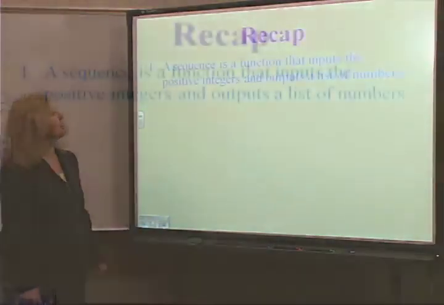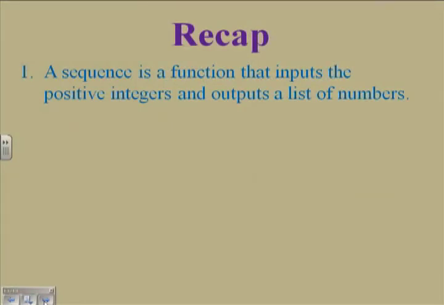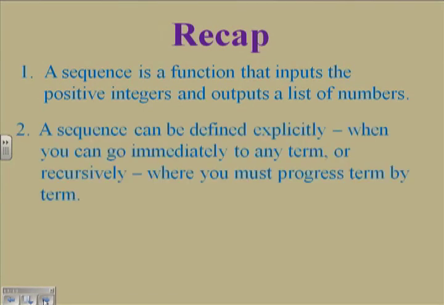Okay, quick recap. A sequence is simply a function. And as a function, it has inputs and outputs. Remember that silly video about the pop machine? You input coins and you output a drink? All right, in this case, we input positive integers and we output a list of numbers. Okay? Now, we can define that guy explicitly, which means you can go immediately to a particular term, or we can define him recursively, in which you must walk out term by term.